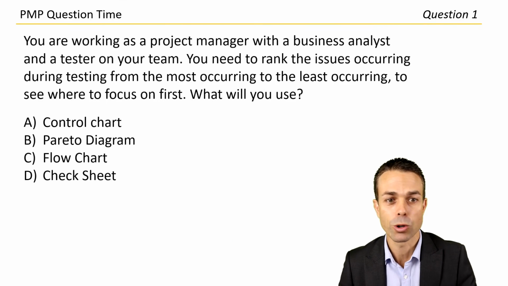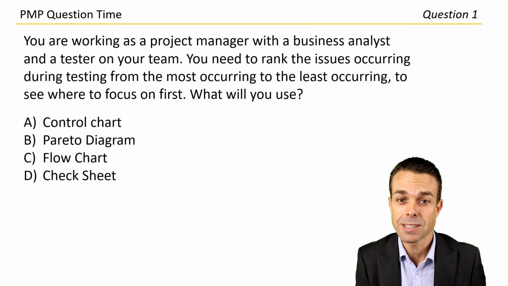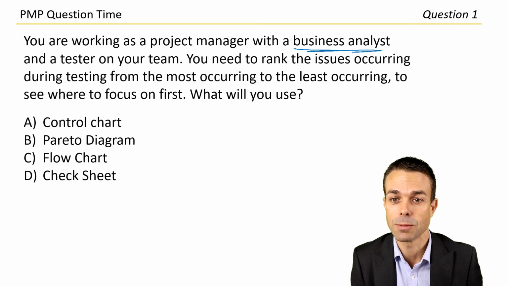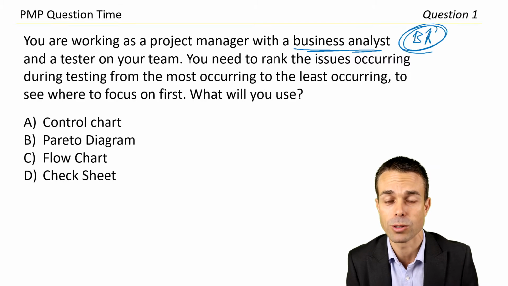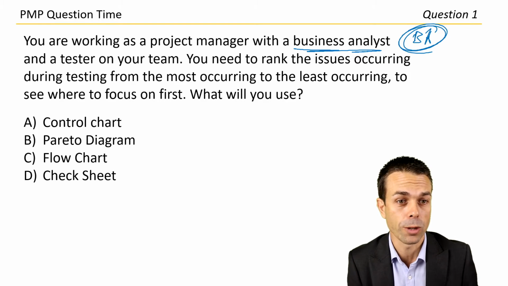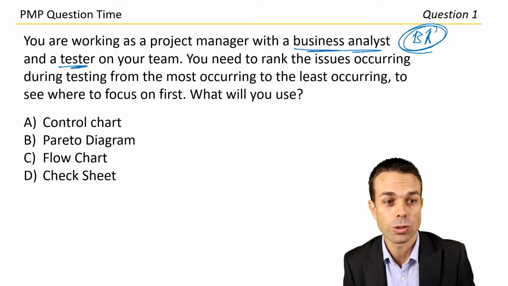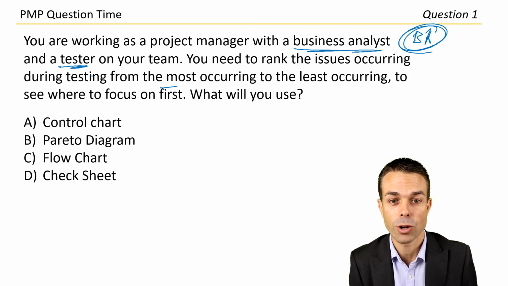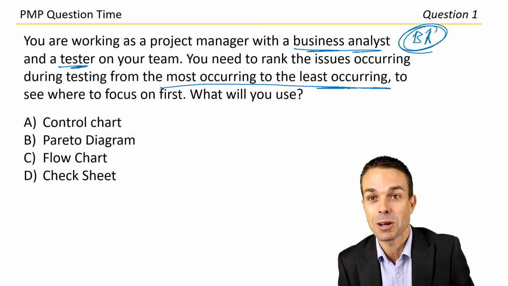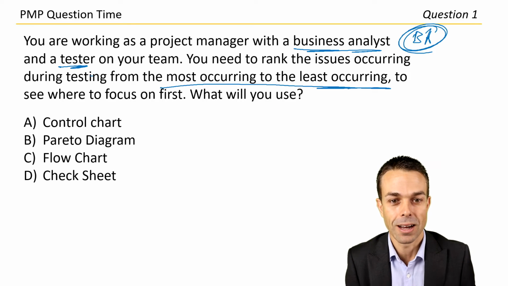So the first one, you're working as a project manager with a business analyst. Very common these days. The BA role, extremely common. You'll probably meet these on almost every project in knowledge work that you work on. And a tester on your team, also very common. You need to rank the issues occurring during testing from most occurring to the least occurring to see where to focus on first, okay? What will you use?